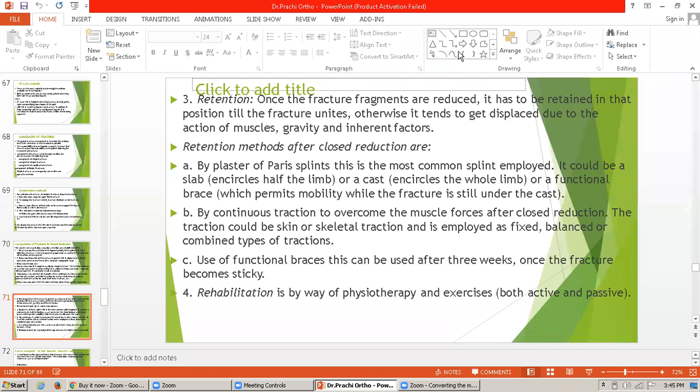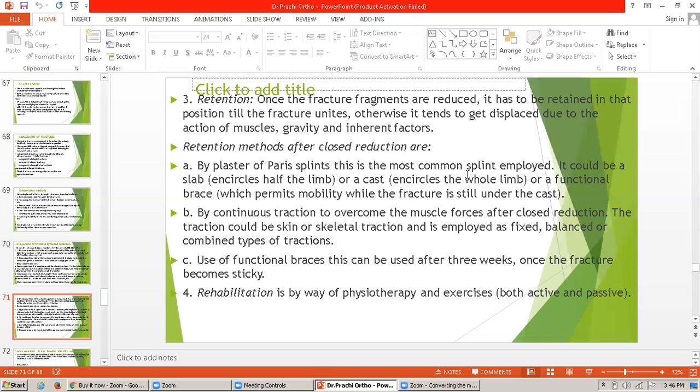Then the third is retention. Once the fractured fragments are reduced, they have to be retained in that position till the fracture unites, otherwise they tend to get displaced due to the action of the muscles, gravity and inherent factors. So retention methods after a closed reduction are, first, the plaster of Paris splint.